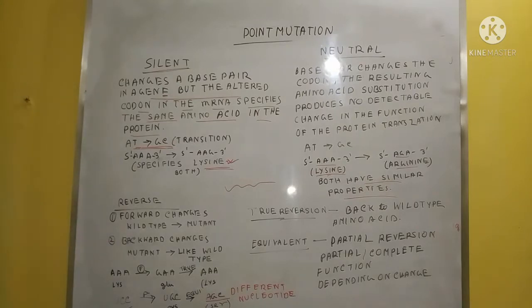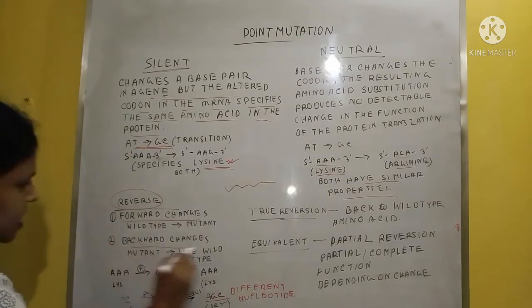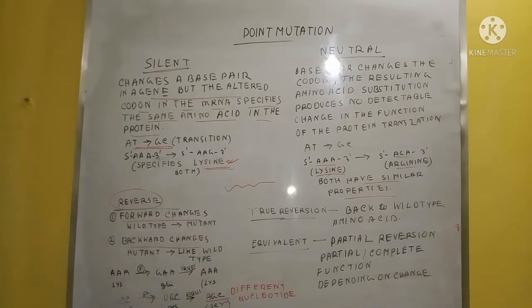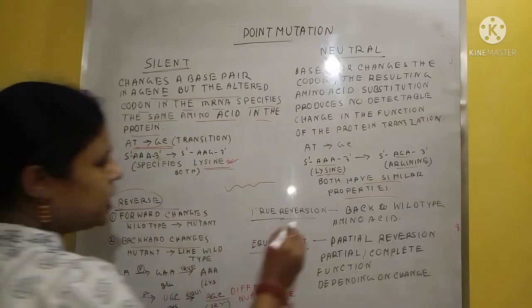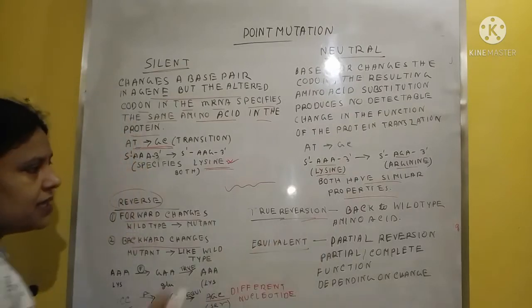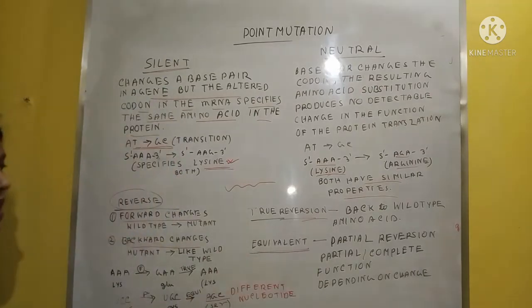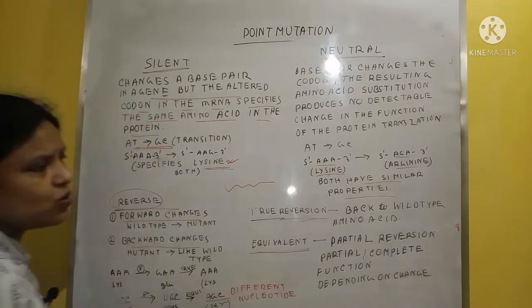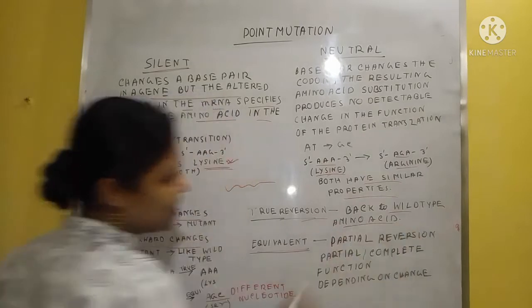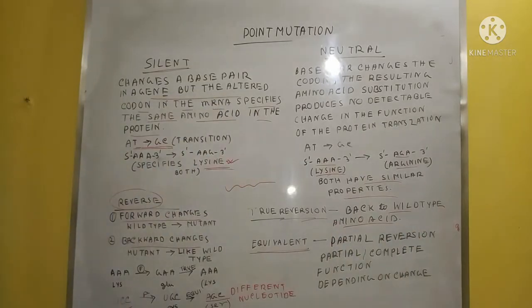And in case of reverse mutation, two types of changes are possible. One is the forward change and another is the backward change. Clear? And we have two types of reversion: one is the true reversion and another is the equivalent reversion. True reversion means going back to the wild type amino acid. Let us follow an example.